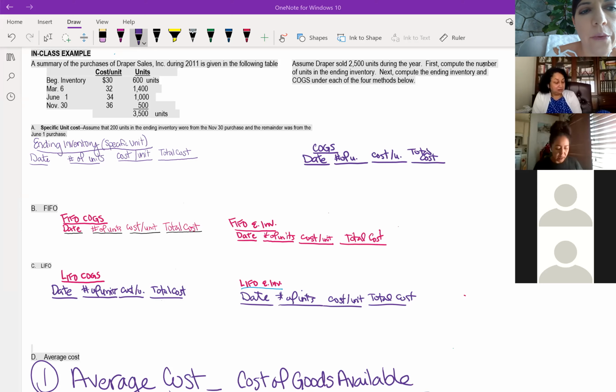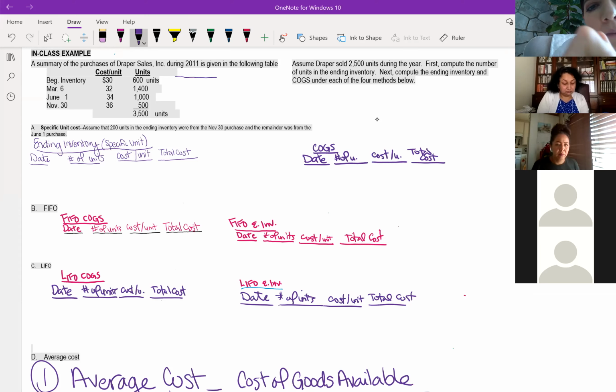Okay, I will start with the specific unit cost. But before we do that, what do we need to figure out? What didn't they give you? Number of units sold, the number of units left over. So they didn't give us the number of units in ending inventory. That's correct. What else didn't they give you? Total costs.